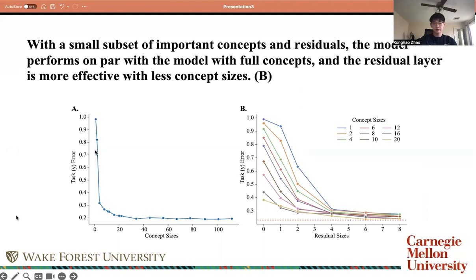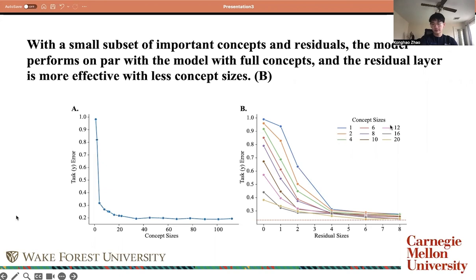And we can see from the first figure that with a low concept size, there's a significant decrease in performance of the model. So here we introduce a residual layer to compensate for additional information in the data set that is not encoded by the concept layer. We can see that with a residual size of 0, the performance is really bad. But with the introduction of residual, the performance starts improving and starts to converge around a residual size of 4. But they are still decreasing in terms of the task error rate.